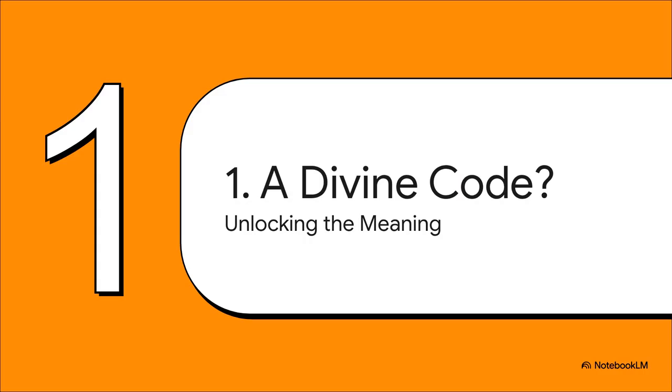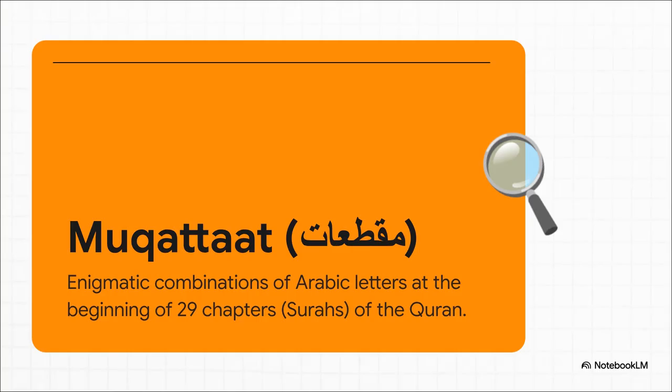Okay, so if we're going to unpack this theory, we've got to start with the basics. First, what are these letters called? And second, what's the tool being used to supposedly crack their code? These letters have a name. They're called the muqatta'at, and like I said, scholars have debated their purpose forever. But the perspective we're looking at today argues that they're not just a mystery to be solved, but a fundamental part of a really deliberate and intricate system.